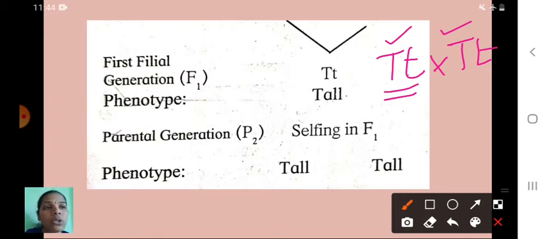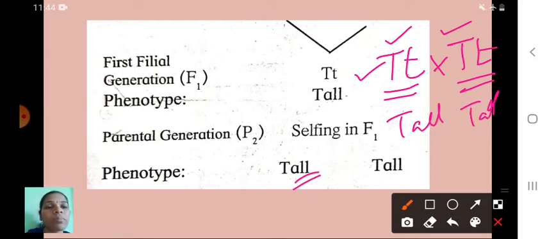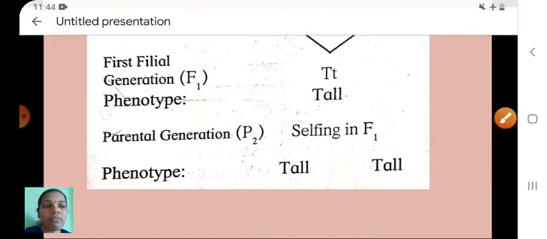So Tt into Tt. Understood children? See here, this is the genotype, and this is tall and tall, your phenotype. I hope you understood. So first is the cross of parents, afterwards gametes are formed, so the first generation was formed. After the first generation, next is the self cross of the first generation. So now what exactly will happen after that self cross?